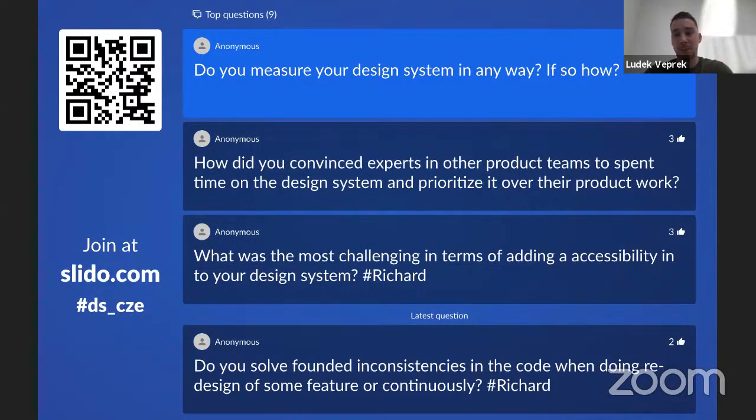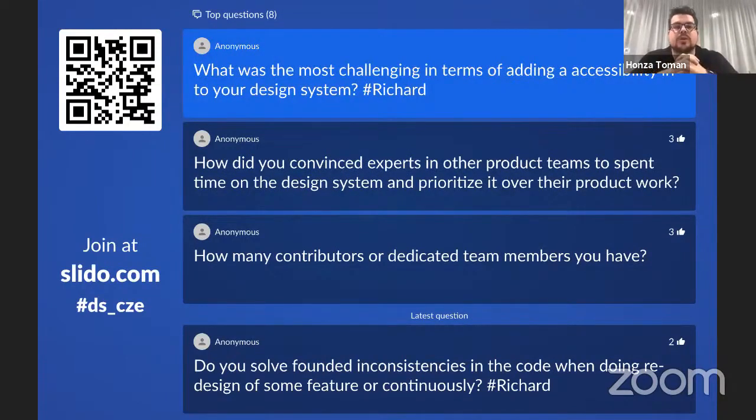In my opinion, it can be very hard to measure your design system, its success and the benefits that it provides. So I would, in the end, consider this question answered, because it's a big topic in the community, I would say. And let's move on to another question.